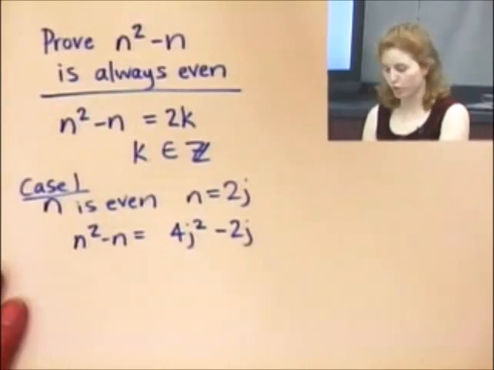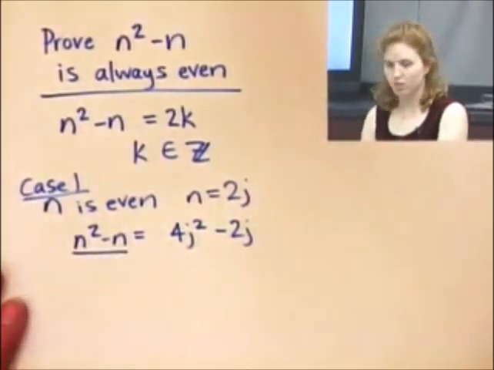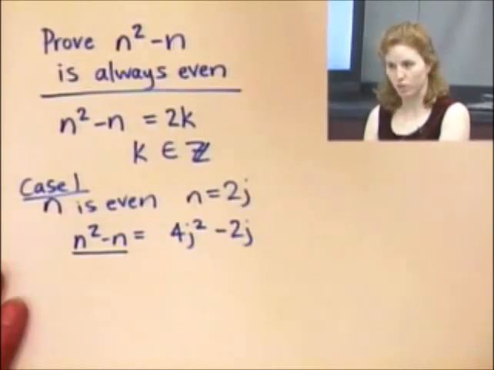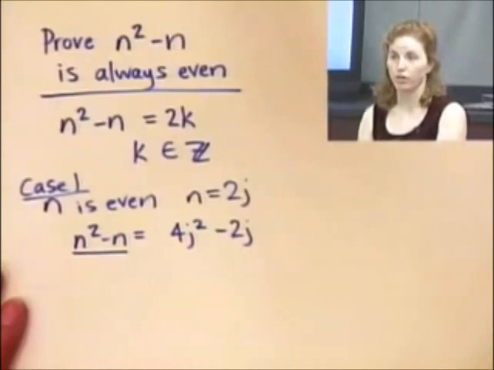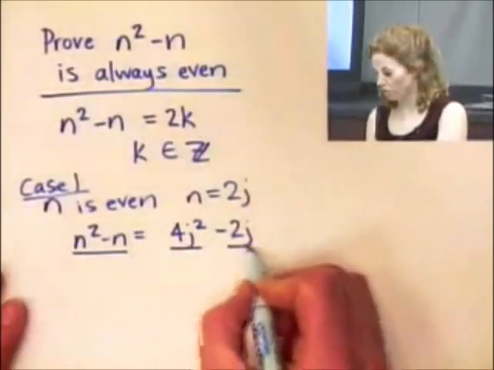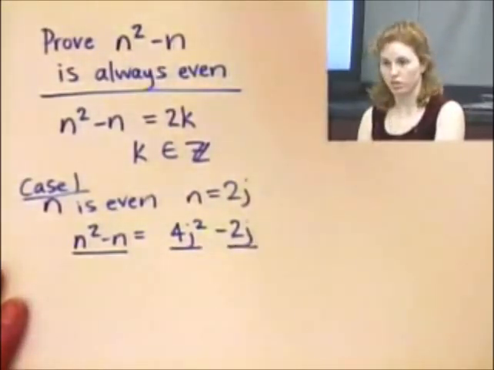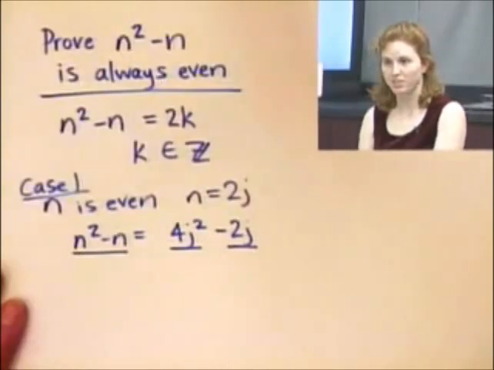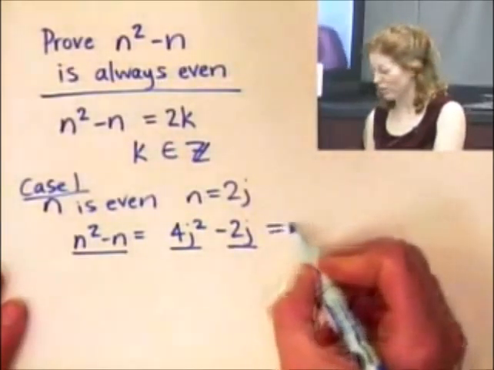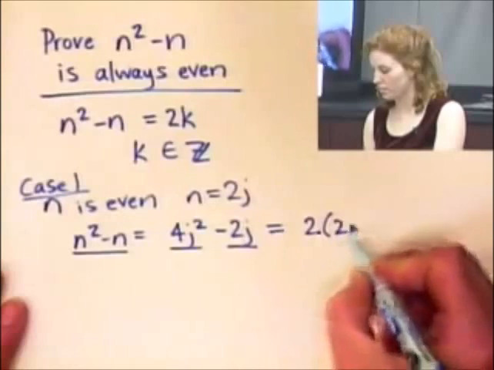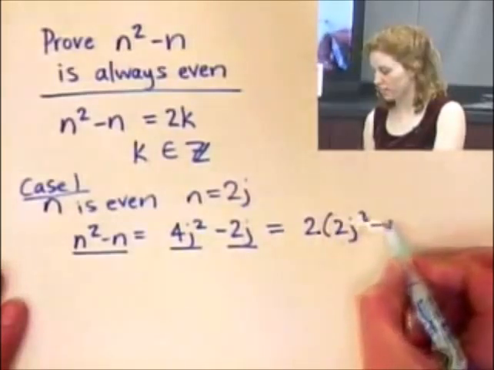And so if I want to prove that this is even, I have to be able to factor out a 2. Because we know that integers are closed under addition and subtraction. So if I add 2 integers, I end up with an integer. If I subtract 2 integers, I end up with another integer. So these things here, it's still an integer. This combination of numbers and letters is still an integer. If I can factor out a 2, that's equal to 2 times 2j squared minus j.